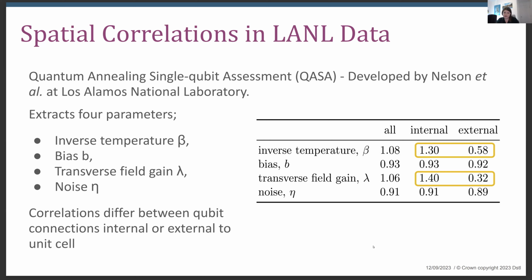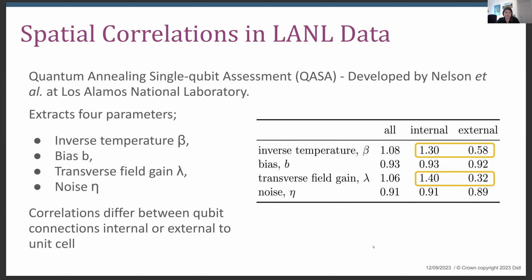However, when we restricted the calculation to just considering either internal or external connections to the unit cell, significant correlation was seen in inverse temperature and transverse field gain parameters. So qubits that are connected within the same unit cell are likely to be negatively correlated in these values, and the qubits connected between unit cells are likely to show positive correlations. It's important to note here as well that there is no physical difference in the design of internal and external connections. They're also constructed of elongated loops of superconducting material. So we'd expect the manufacturing to be the same.